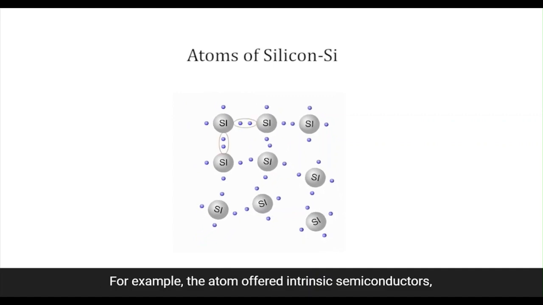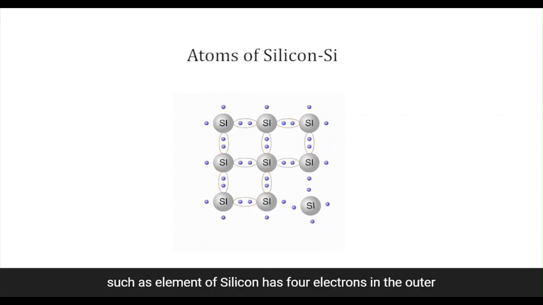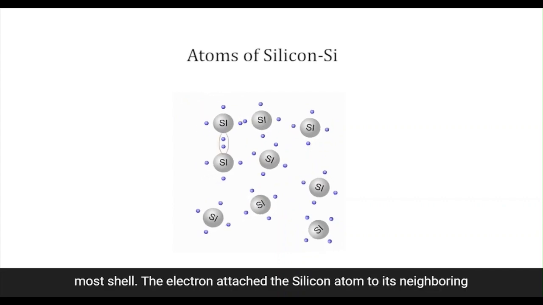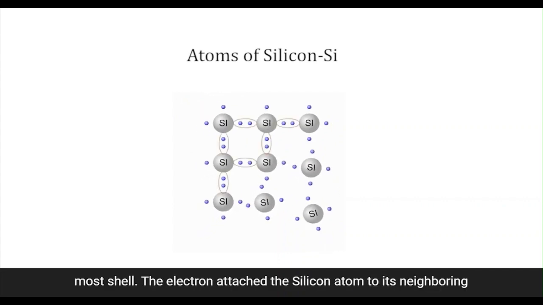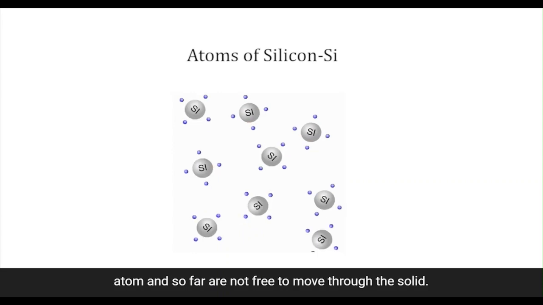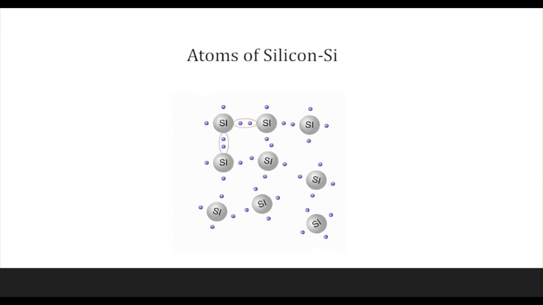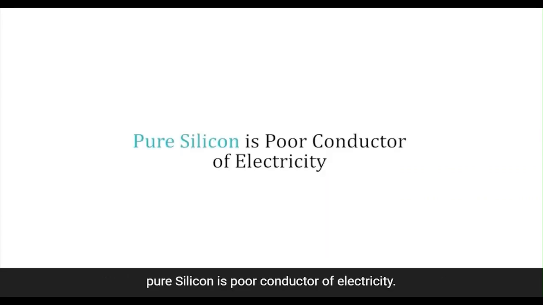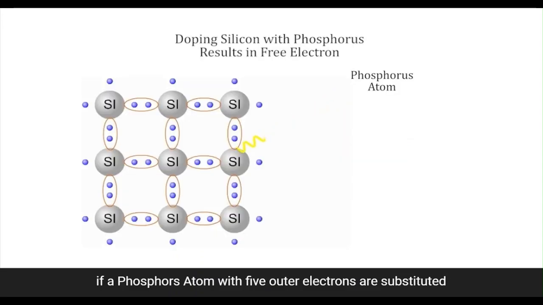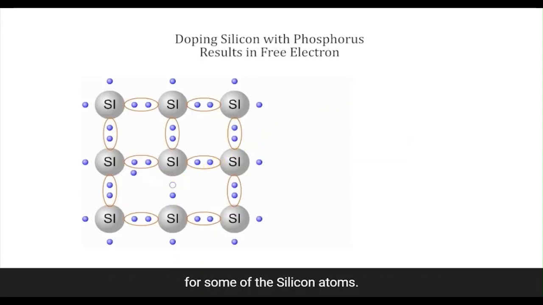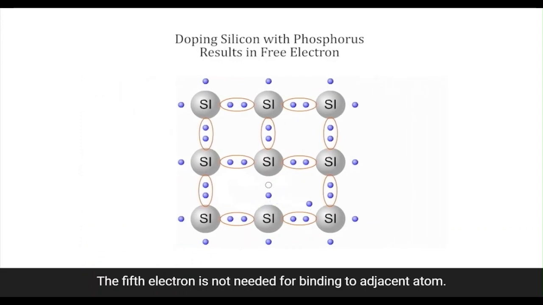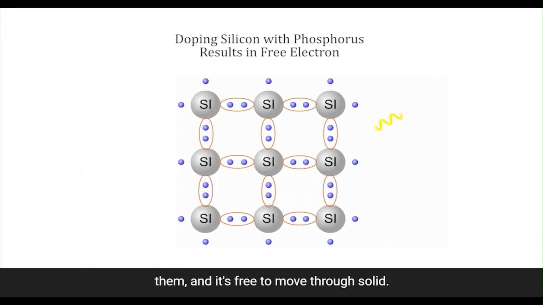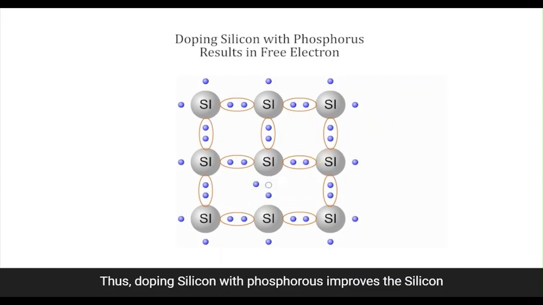For example, the atom of an intrinsic semiconductor such as elemental silicon has 4 electrons in the outermost shell. These electrons attach the silicon atom to its neighboring atoms and so are not free to move through the solid. Accordingly, since electric current relies on charge motion, pure silicon is a poor conductor of electricity. If phosphorus atoms with 5 outer electrons are substituted for some of the silicon atoms, the fifth electron is not needed for binding to an adjacent atom and is free to move through the solid. Thus, doping silicon with phosphorus improves the silicon conductivity.